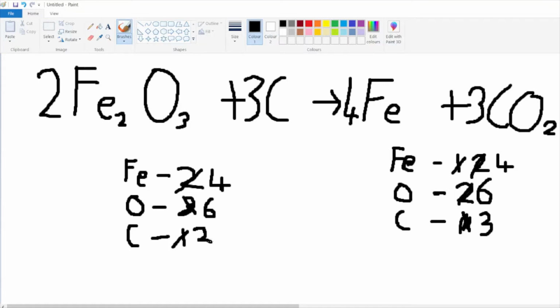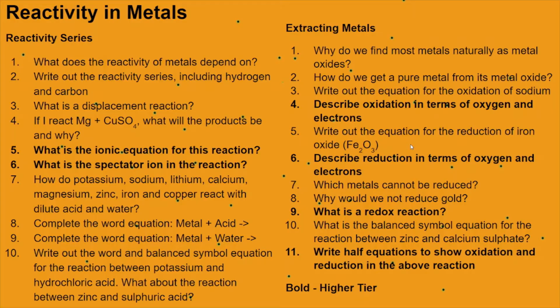And now we have the same number of atoms on both sides. We have our mole to mole ratio, and therefore our balanced symbol equation for the reduction of iron oxide to get iron as a pure metal. So that just about answers questions 1 to 7.